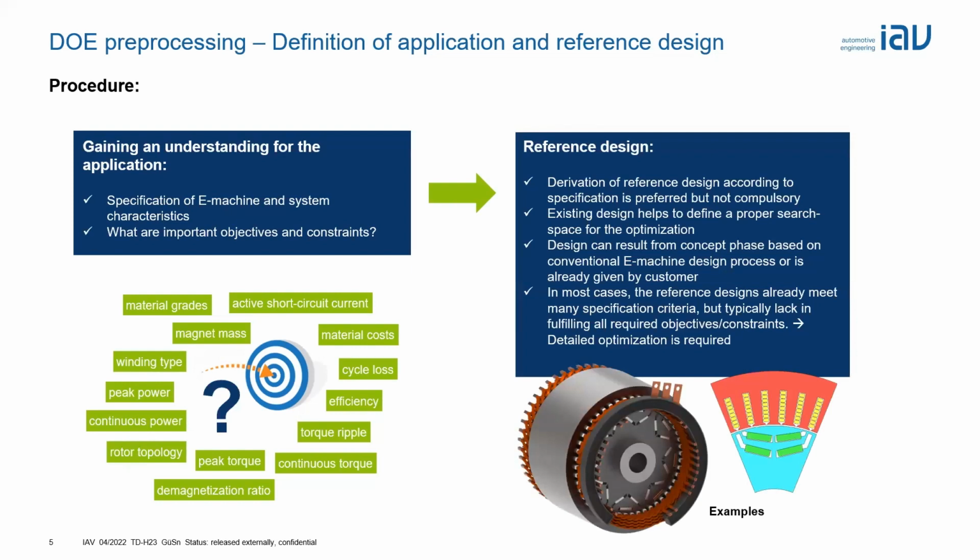In general, it is also beneficial to have a reference design for the DOE optimization. This is preferred but not compulsory, but an existing design helps us to define a proper search space for the optimization. This design can, for instance, result from a concept phase based on a conventional e-machine design process, or it is already given by the customer. In most cases, the reference designs already meet many specification criteria, but typically lack in fulfilling all the required objectives and constraints. And that's why we need a detailed optimization.